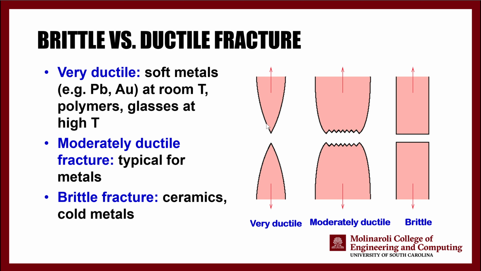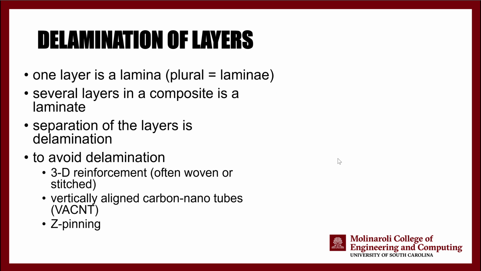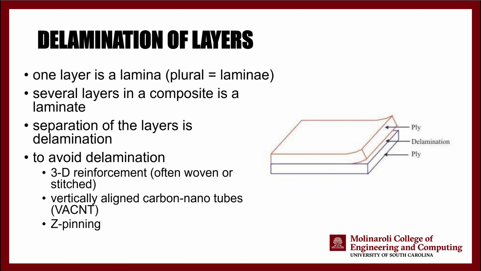So, different types of fractures. We can have a very ductile fracture, we can have a moderately ductile fracture, a brittle fracture, or we can have a different type of failure, very similar to a fracture, but it has a very different behavior due to the different nature of the composite material, called delamination.